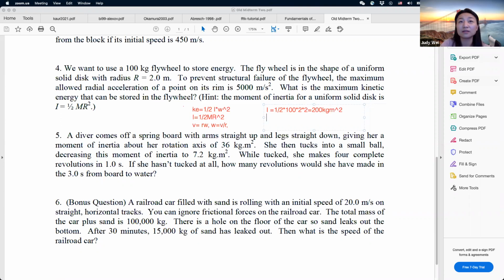Okay, and omega equals to V over R, 5,000 over 2 plus 2, 2500. So this one would be meter per second square. Is that right?